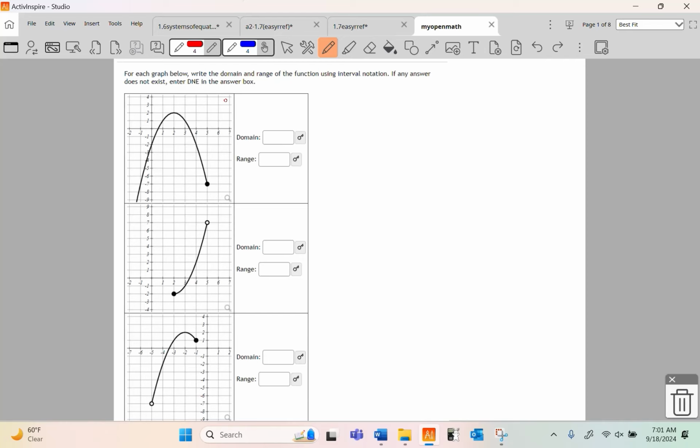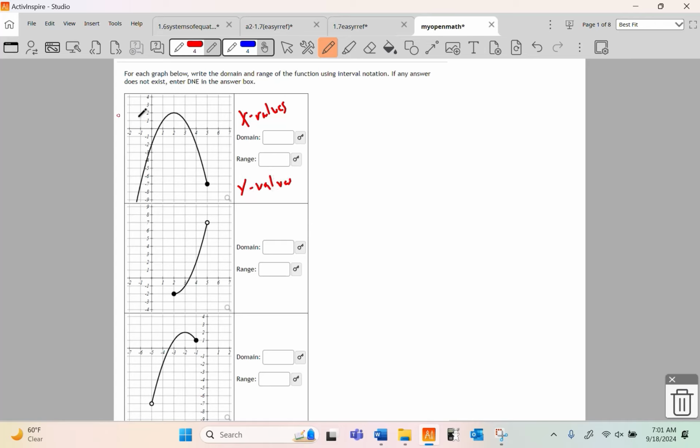So here we have a video for the day I'm out, in case there's something you need help with in MYOPENMATH. And the first couple of questions are about domain and range, because you need that. Domain is going to be your x values, and your range is your y values. Some of you hardheads still haven't figured that out.